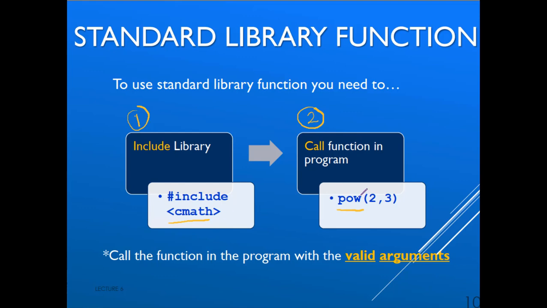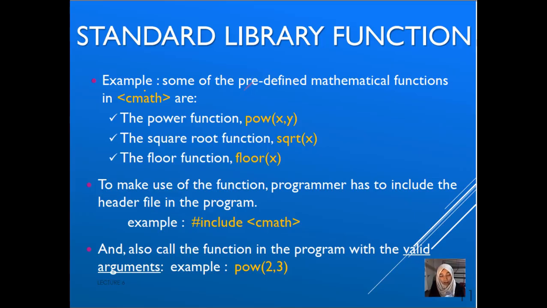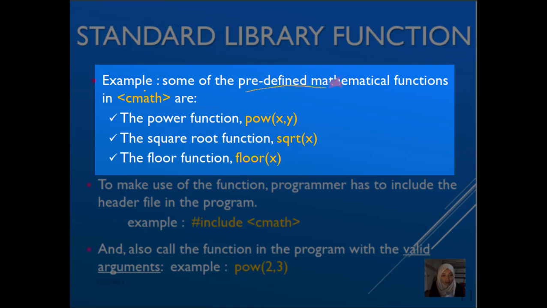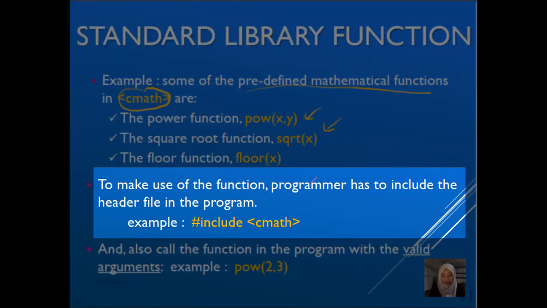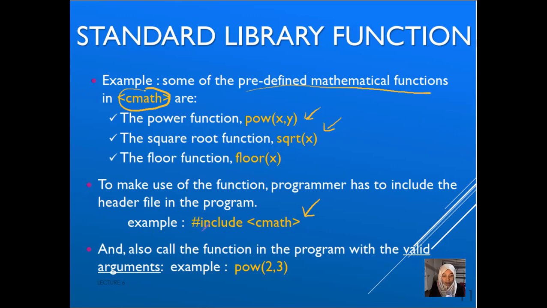And then when I want to do the calculation, I write the name of the function, which is pow, and I pass the data that it needs. So if I want to calculate 2 to the power of 3, I pass the argument 2 and argument 3 to the function. There are a lot of predefined mathematical functions available in the cmath library, for example, power, square root, and so on. But before you can use these functions, you need to do the #include <cmath>. And also you need to provide the function with valid arguments in order for the function to work.